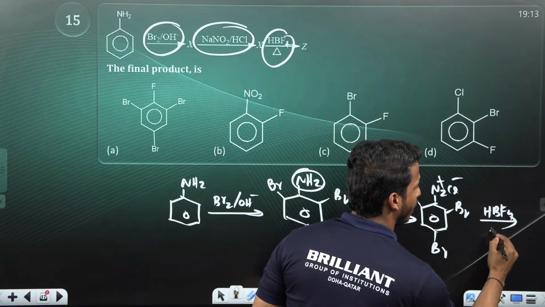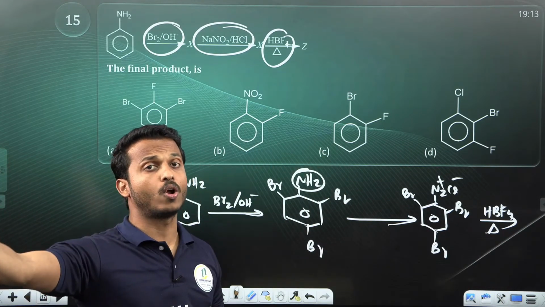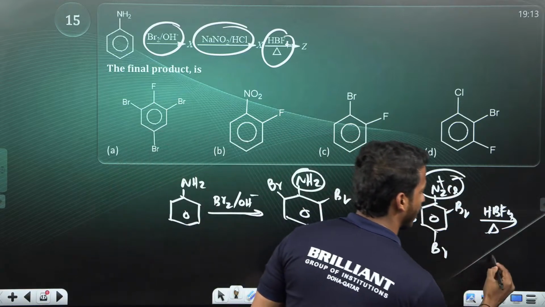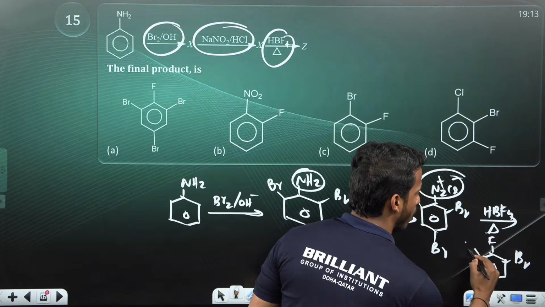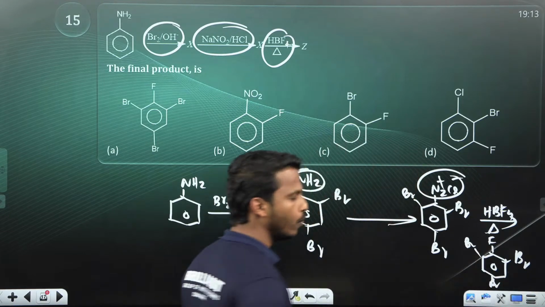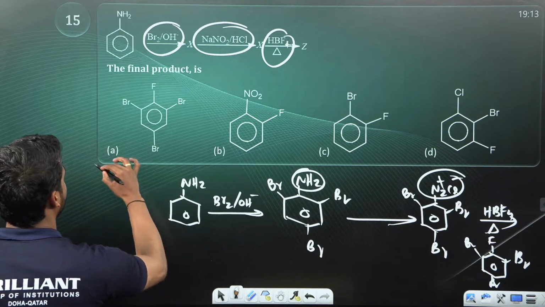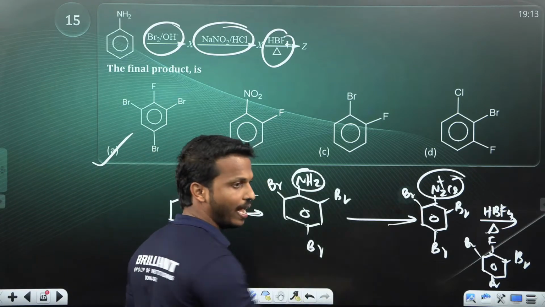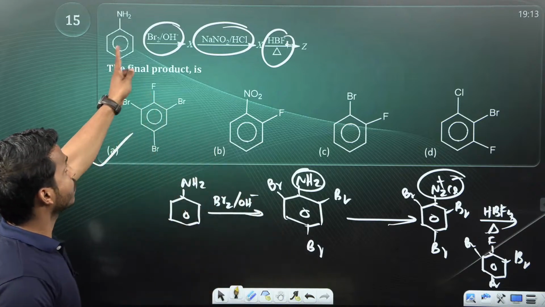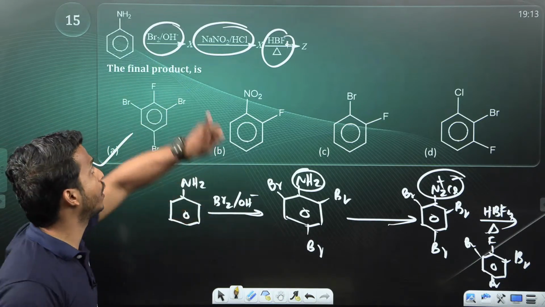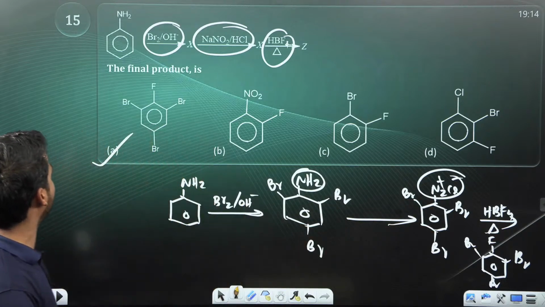HBF4 and heat, you know what is the purpose of HBF4? Later on heat, the N2Cl becomes fluorine. Yes, we get fluorine, bromo. 2,4,6 tribromofluorobenzene we can produce. That's nothing but, I think option A is already your answer, right? So first one, bromination, strong bromination, then diazotization, then HBF4 will give you compound A as an answer.